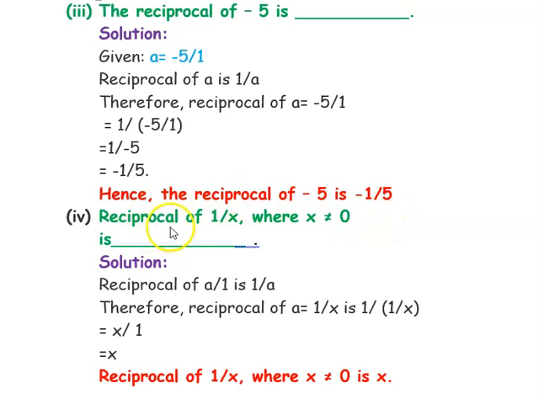So, the next question is reciprocal of 1 by x, where x, the denominator, is not equal to 0, is dash. So, we already know that reciprocal of a by 1 is 1 by a. So, the given number a is 1 by x. So, if you write the reciprocal, that is 1 divided by 1 by x. So, we can change that division to multiplication. So, you will get x divided by 1. So, that is nothing but x. So, the reciprocal of 1 by x, where the denominator x is not equal to 0, is x.